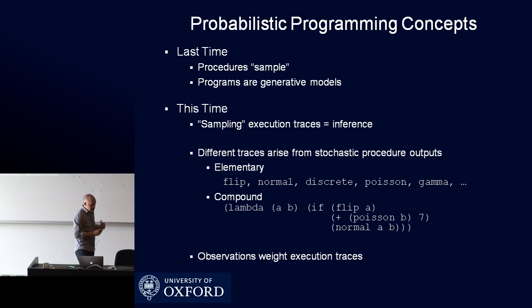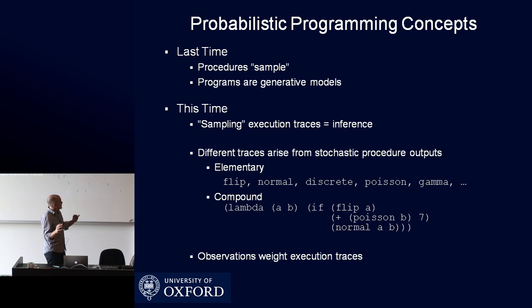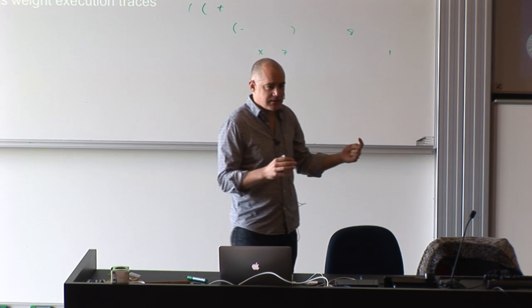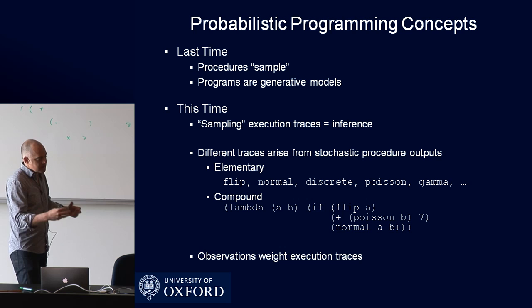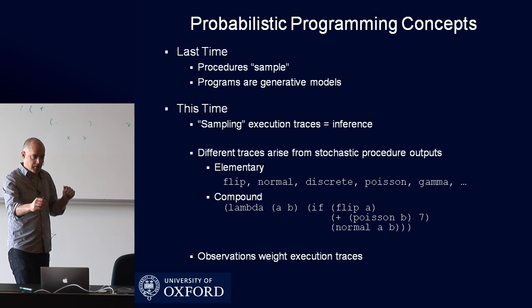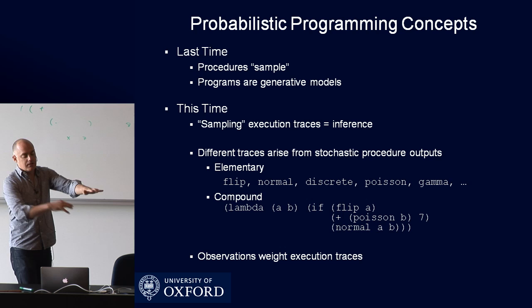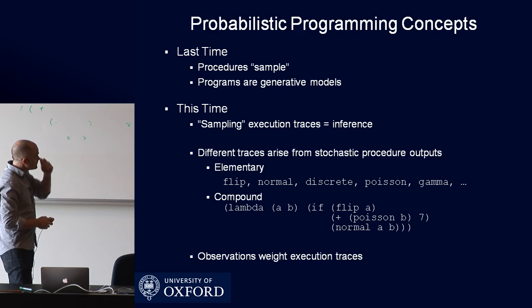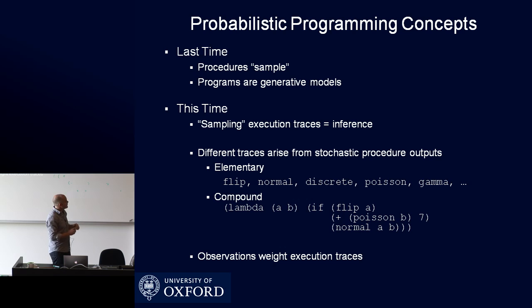Okay, last time we talked about procedures as sampling. That's really the critical bit, and that programs are generative models. Today we're going to show how sampling execution traces is inference. So we're going to do Bayesian inference, and what we're going to actually be doing inference over are the execution traces of the probabilistic program. In other words, which paths the program can take that make the data likely to have been generated by the program. So sampling over this space of paths is how we do inference in probabilistic programming.